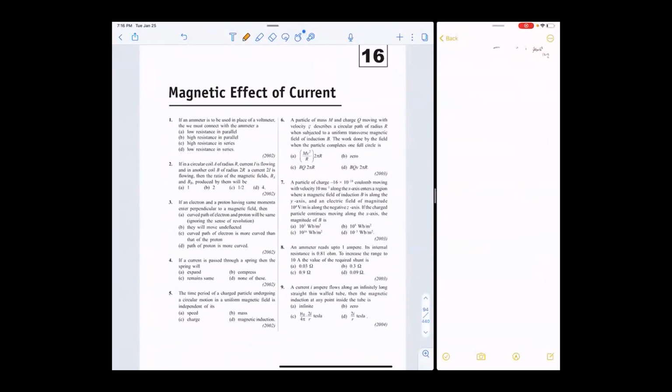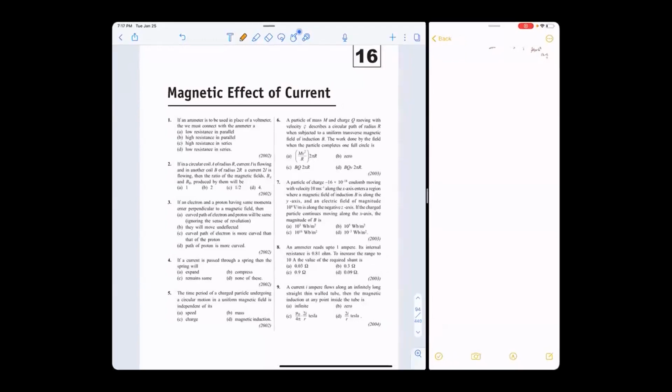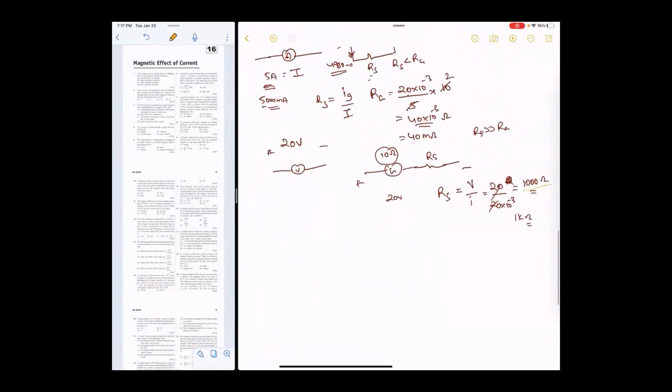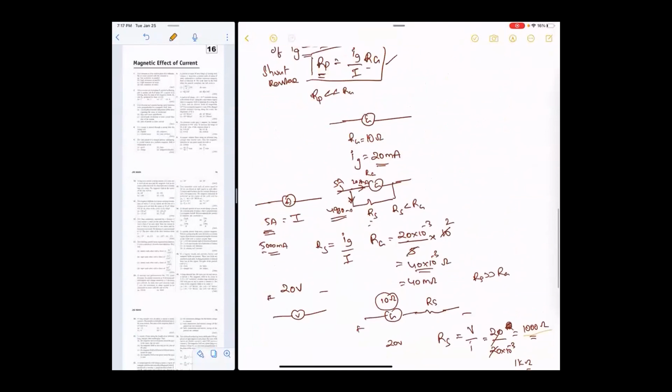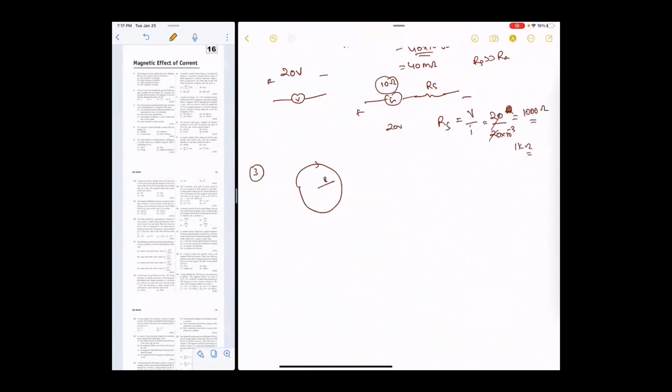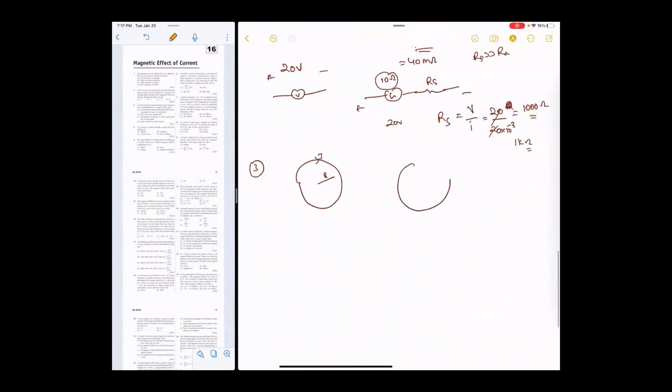Next one: a circular coil A of radius R carries current I, and another coil B of radius 2R carries a current of 2I. Then the ratio of magnetic fields BA to BB produced by them will be? Okay, so there are two rings. There is a wire like this of radius R, current I flowing. There is another one of radius 2R and current 2I.